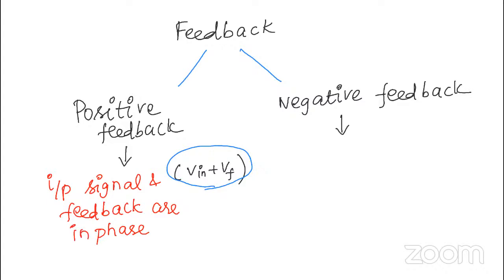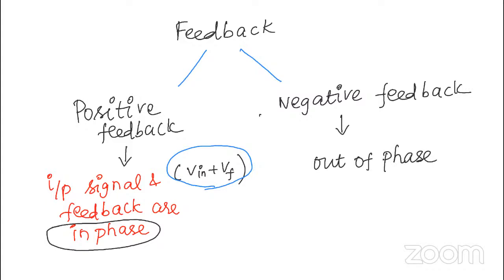In phase, out of phase. These words should not be split and read separately; they should be combined. In phase, out of phase. So do not write them separately. And here it is out of phase. The input signal and the feedback should be out of phase. So we write the expression V in minus VF.